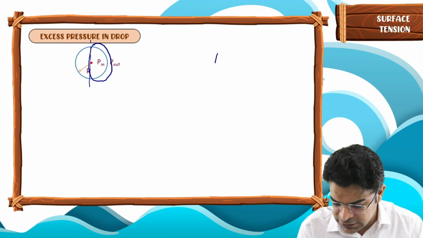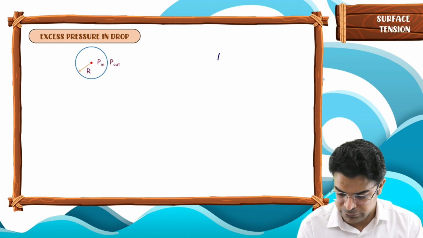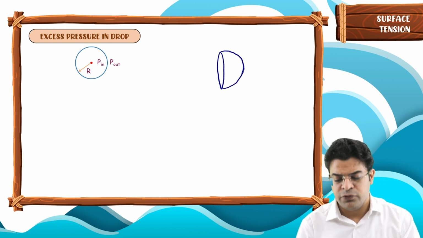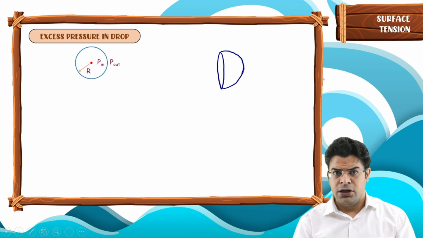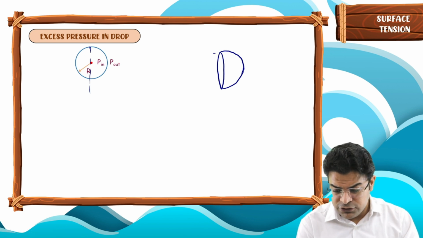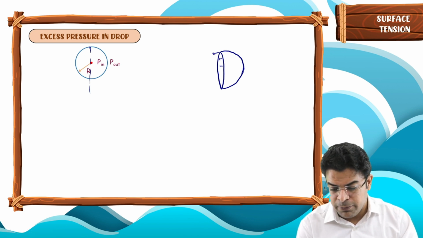So when you visualize the right half, you will say there is pressure inside, yes sir. There is pressure outside, yes sir. Because of the left half, there will be force of surface tension. Now the force of surface tension will act perpendicular to length along the surface.